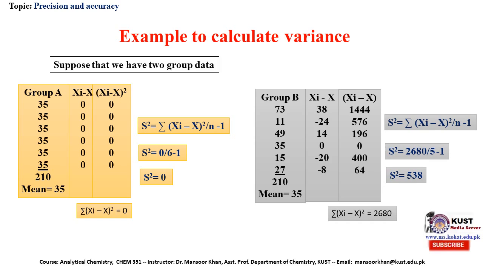What do we conclude from this example? From this example we conclude that the variance of group A is equal to 0, which is minimum, while the variance of group B is 538. So the variance of group A is less as compared to the variance of group B. So the work performed by group A is more precise as compared to the work performed by group B.